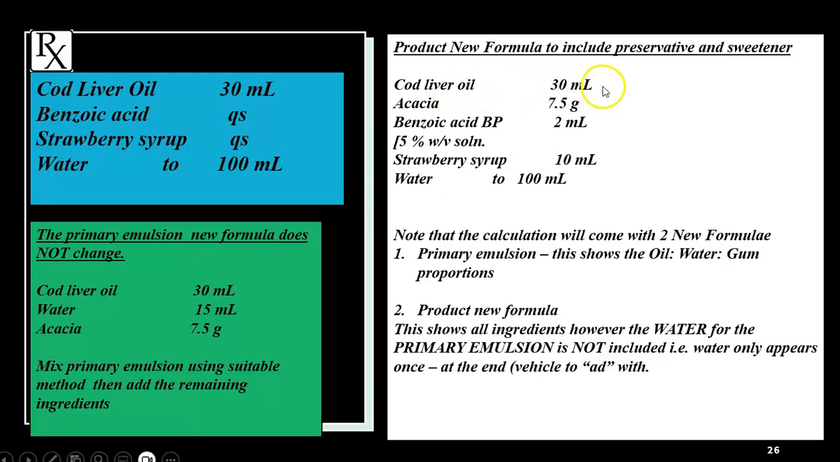Cod liver oil is 30 milliliter, acacia is 7.5 gram, the benzoic acid we solved to say it's 2 milliliters, and the strawberry syrup we're using 10 ml, and the water. Please bear in mind that the water for the primary emulsion is not repeated. So when we read the product new formula, you should not be seeing water appearing twice. Now, there is a new formula for the primary where the water for the primary will appear, and then there's a new formula for the product where the water for the primary emulsion is not repeated. Please bear that in mind.